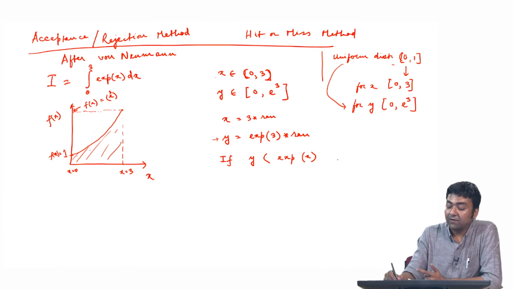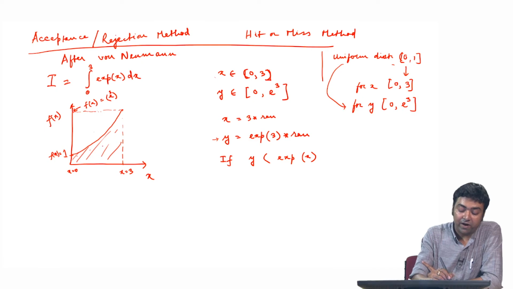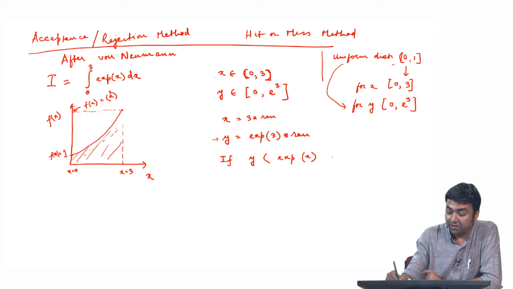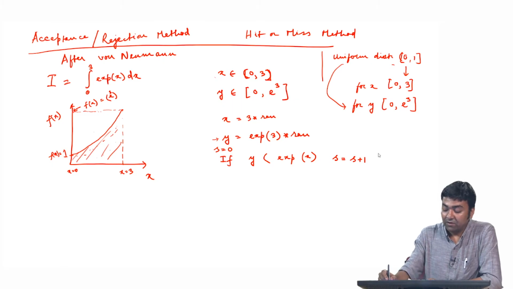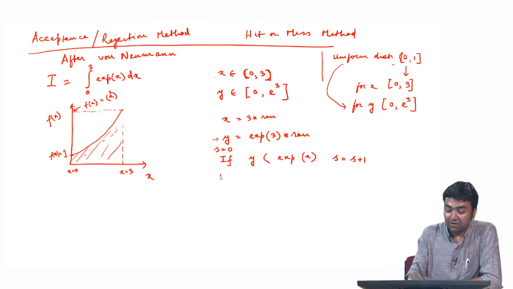So, I have to keep a counter to find out how many such random numbers are there in the shaded region. Suppose such a counter is given by s. So, I increase my counter, s equals s plus 1. I start with s equals 0. I repeat this for say n number of times.